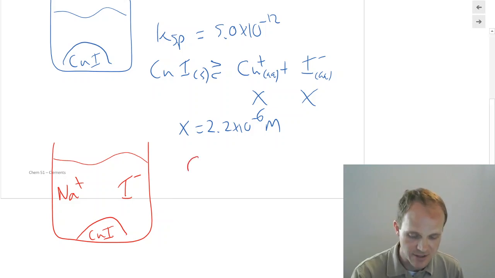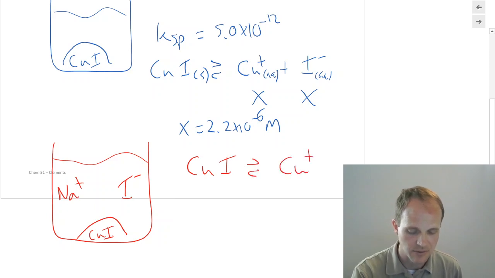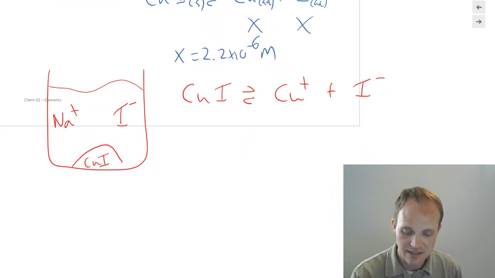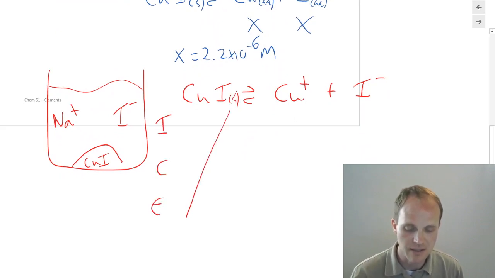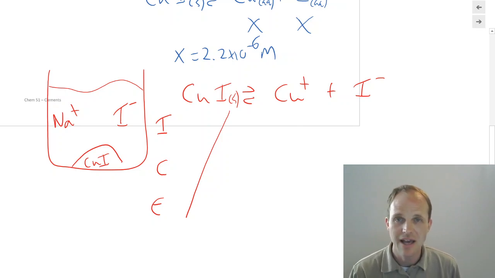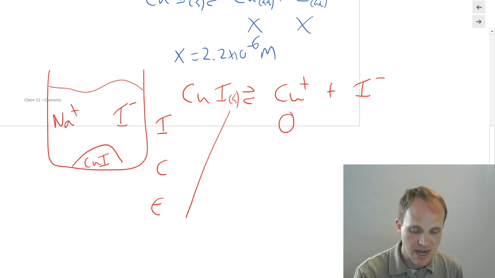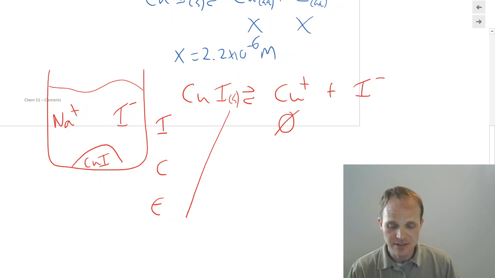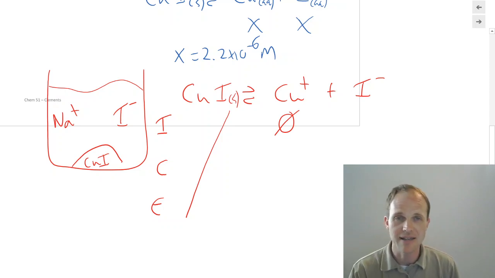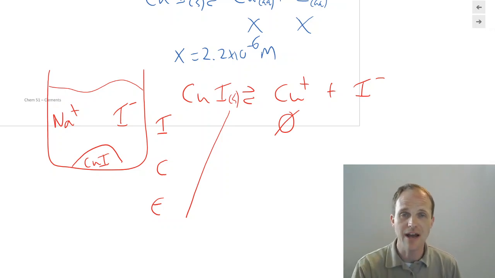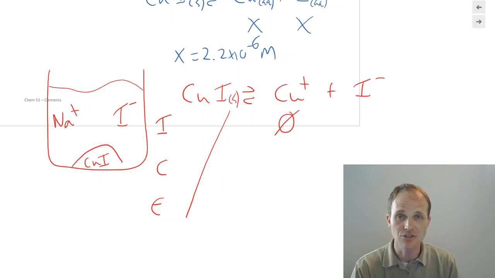So we have the same reaction, our copper(I) iodide breaking apart into copper(I) and iodide ion, but our conditions are a little bit different. So if we put our ICE table together, remember we don't care about the solid, so we just draw the line there to remind ourselves. How much copper do we have in solution to begin with? None. But now, since I've got a solution of sodium iodide that I put in, I actually do have iodide as part of my initial concentration.